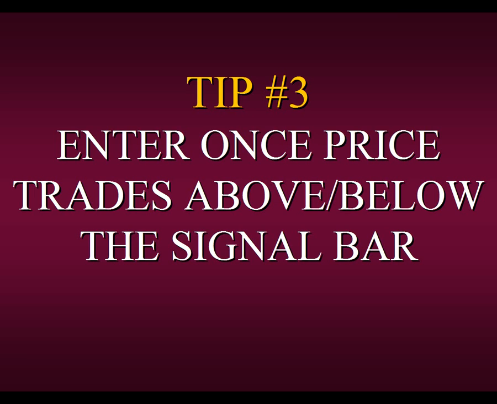All right, so now that we've refined and filtered our signals even more, let's go to tip number 3. Once we have spotted these signals that are close to or touching the moving average, now we want to enter once price either trades above if we're going long, or below if we're going short, that signal bar where the little red or green dot is. So we don't just want to buy or sell at the market. I know a number of our students like to do that. They're willing to take on the risk, but we want to use our confirmation method. That means we either trade above or below the signal bar.